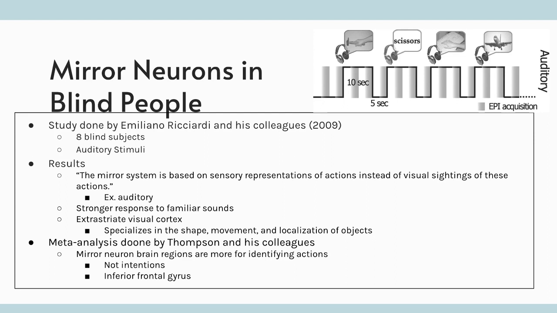In a meta-analysis done by Thompson and his colleagues, they found that mirror neuron brain regions are more for identifying actions instead of intentions, particularly in the inferior frontal gyrus. This further goes into how the mirror system works within blind people, since they can use sensory representations to interpret actions, but it's harder to sense out intentions, especially if you can't see what they're doing in their body language.